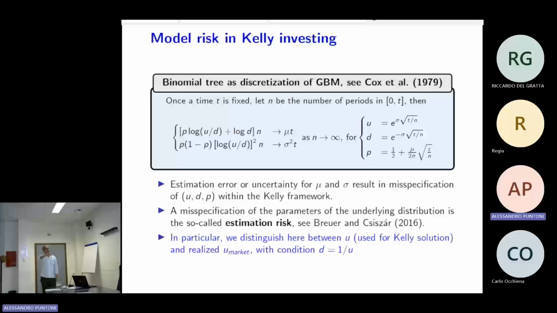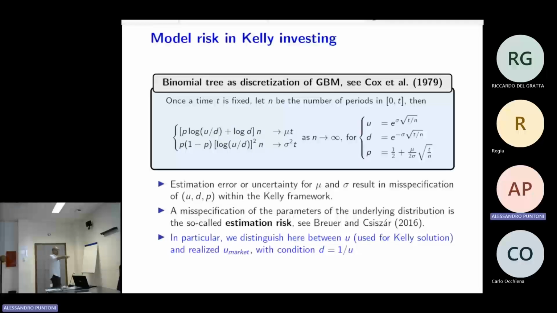What is the problem? The problem here, let's say the estimation of risk in this context, is that if we use u and d and p in the model to get the Kelly solution, but the market realizes with a different parameter, different u, different d, what is the meaning? What is the intuition? The intuition is that if we use a given u, with the condition that d is 1 over u, essentially, and if we make some estimation error for u, this means an estimation error for sigma. That is the measure of risk on the market.